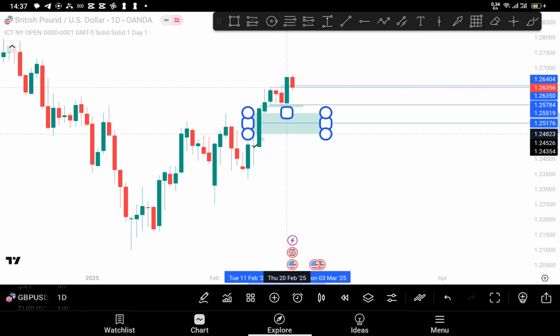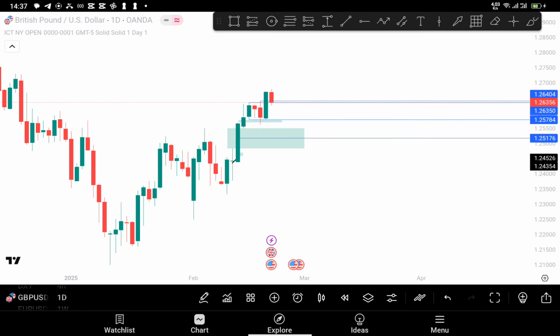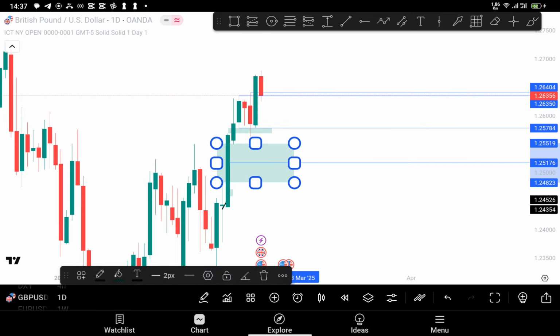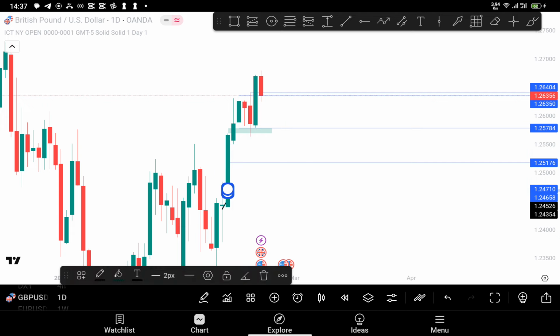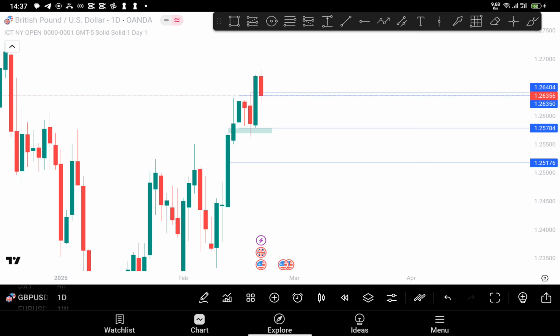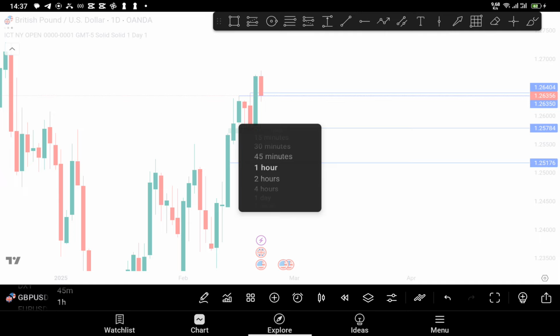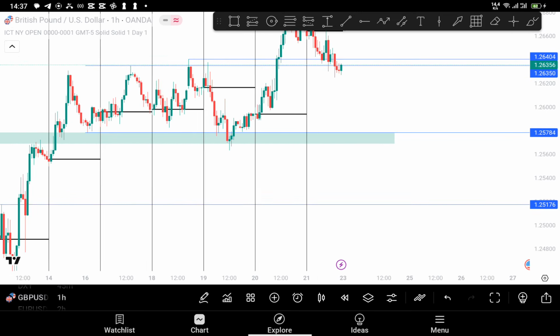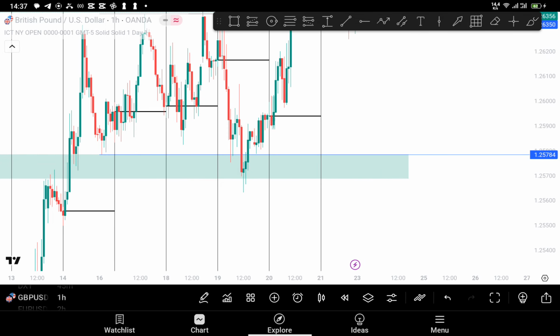Okay, that gap we did not retest. Okay, so that was our breakaway gap. Okay, let's see the setups, the buy setups which formed this week.